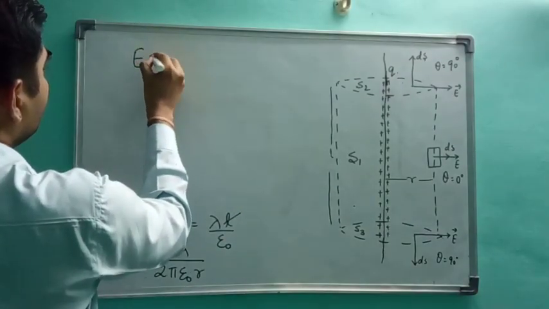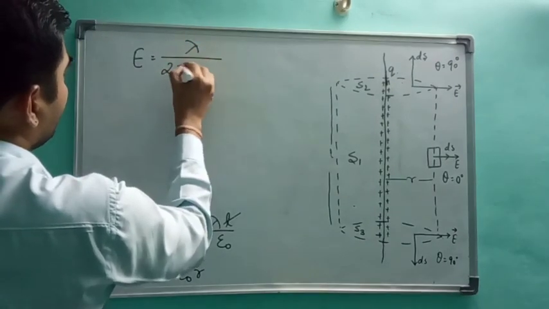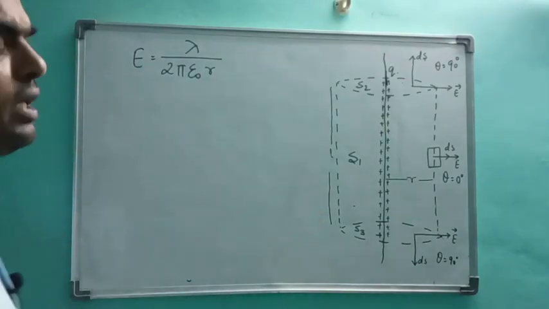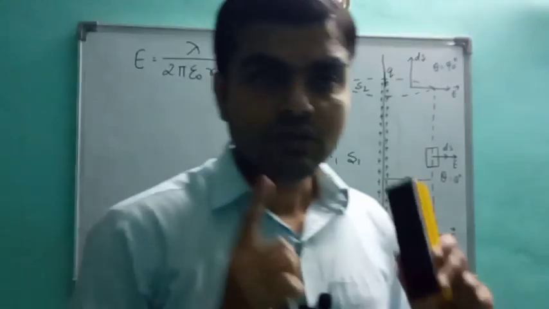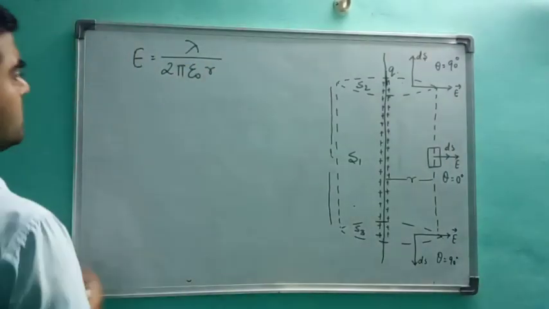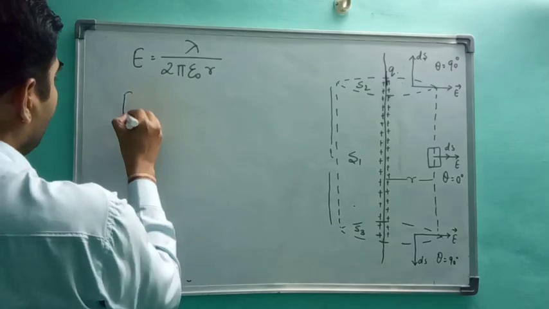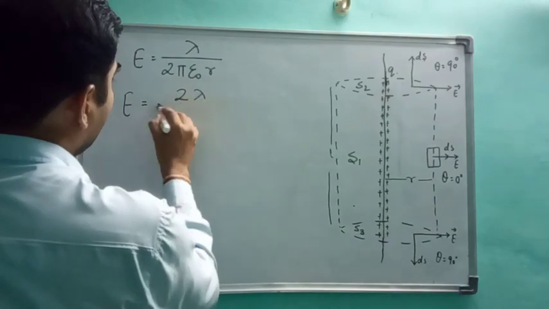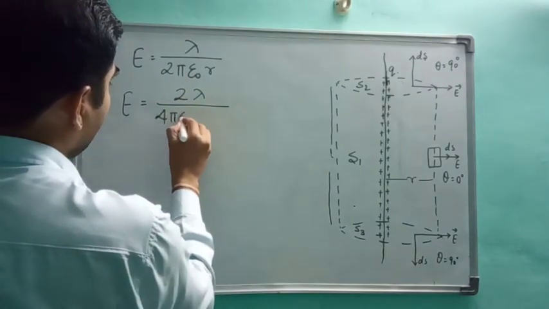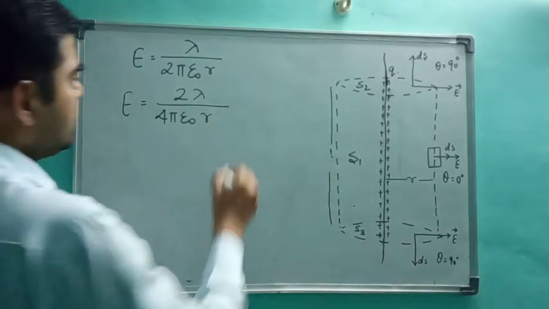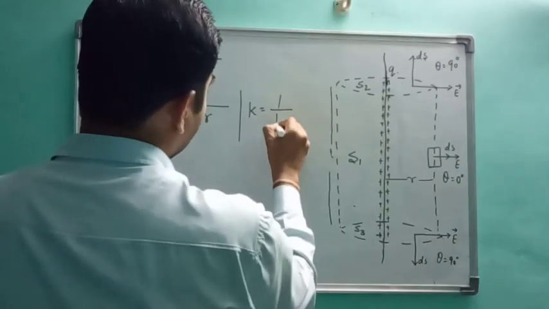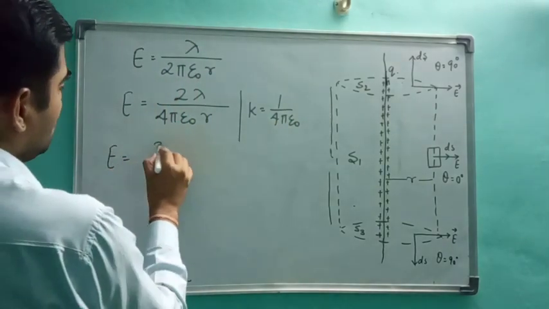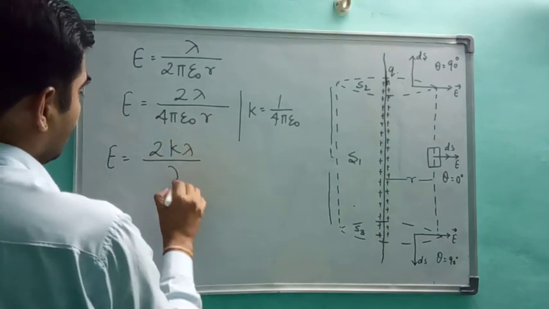E is equal to lambda over 4 pi E naught r is a very important formula for the infinitely long charged wire. There are some changes there. Now numerator and denominator are multiplied and divided by 2, so 2 lambda upon 2, so 4 pi E naught r. And my dear friends, k is equal to 1 upon 4 pi E naught. So a new formula is created there, 2k lambda upon r.